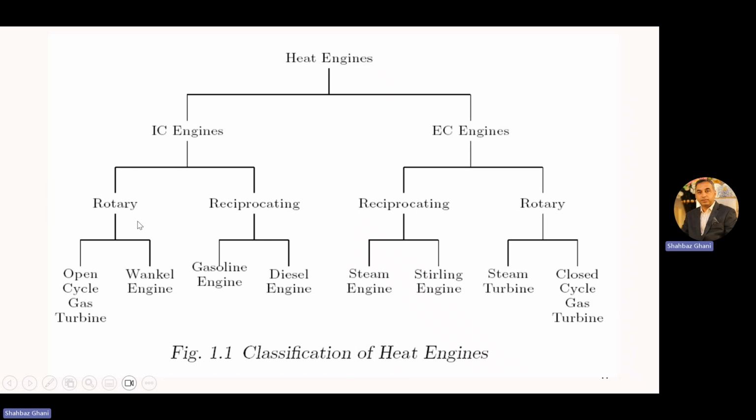Now, under heat engines, we have the internal combustion engine and the external combustion engine, further categorized as rotary and reciprocating in both. In the IC engine, under rotary, we have the open cycle gas turbine and the Wankel engine. In reciprocating, we have the gasoline engine or SI engine, and the diesel engine or CI engine. In the external combustion engine, we have reciprocating and rotary. In reciprocating, we have the steam engine and Stirling engine. In rotary, we have the steam turbine and the closed cycle gas turbine engine.